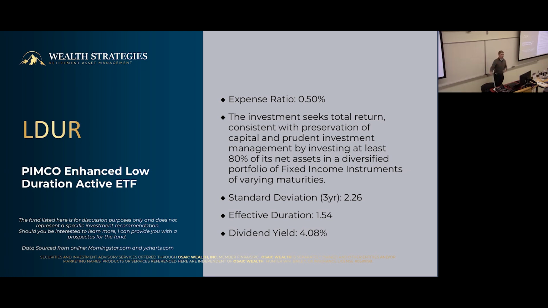We're not trying to take risks to grow it, but we want to get our total return consistent with preservation of capital. So this is where we have one of those active managers trying to do something else to either buffer the low end or increase the top end. So the expense ratio on this is quite a bit higher than anything we've looked at so far. It's 0.50.